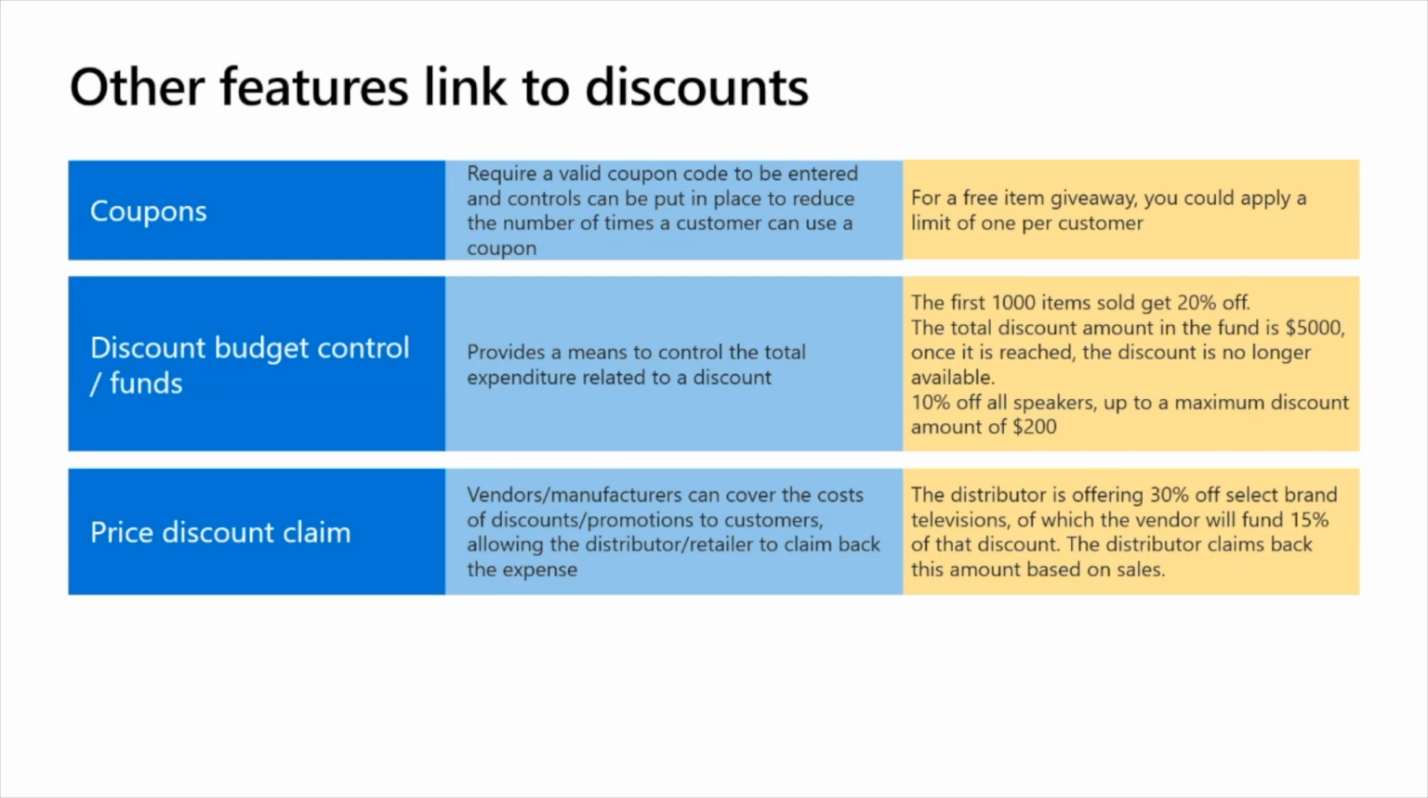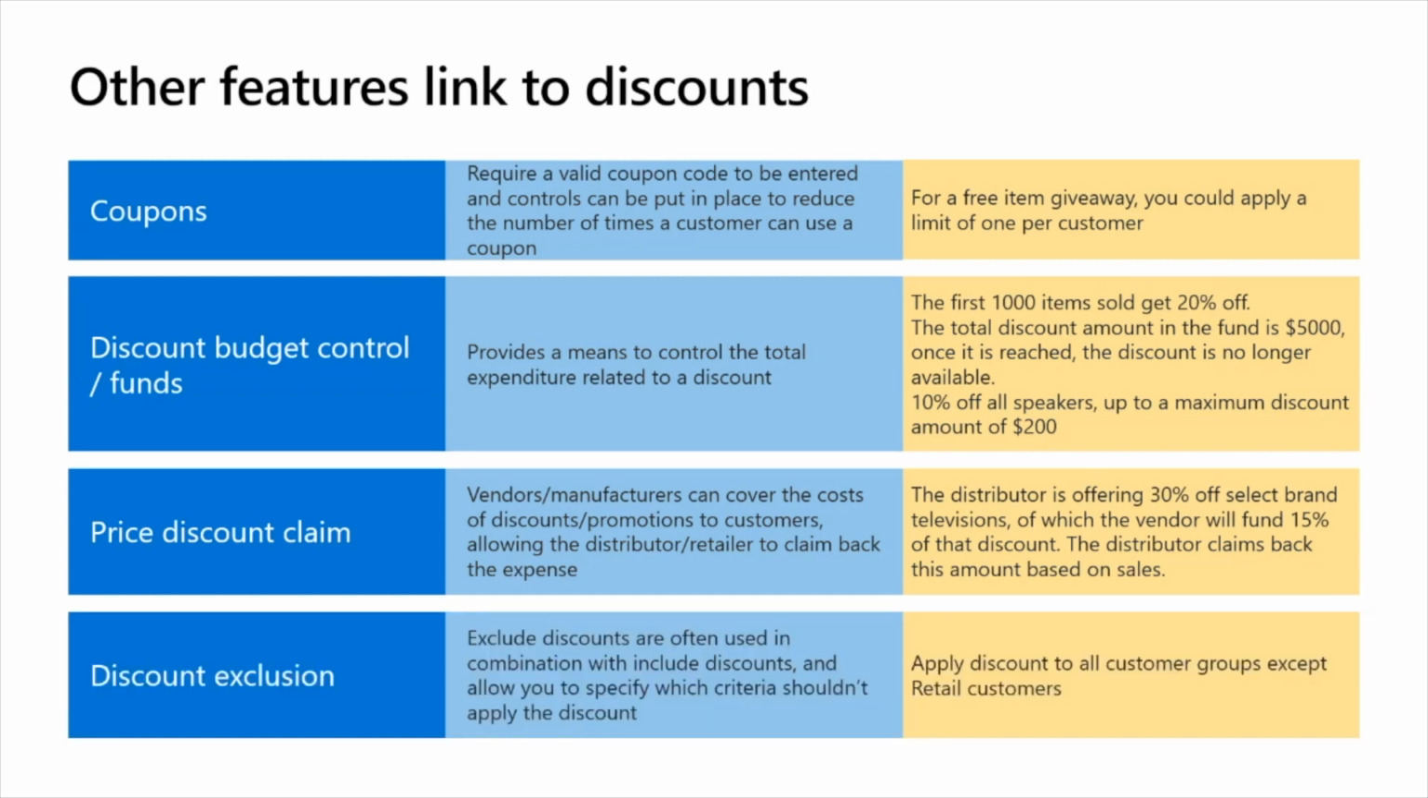So distributors and retailers can then claim back or charge back to the vendor at their expense. The claimable discount can be the full discount amount or a portion of it. Discount exclusion can be used in a scenario where a discount might have broader applicability except for certain segments or customers. Discount exclusion makes it easier to manage by exception.